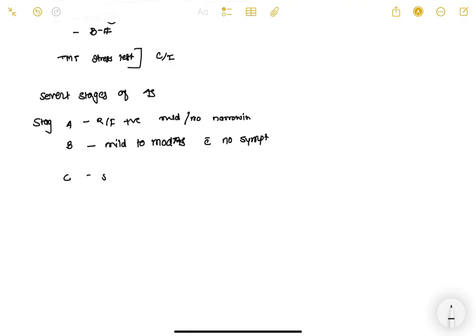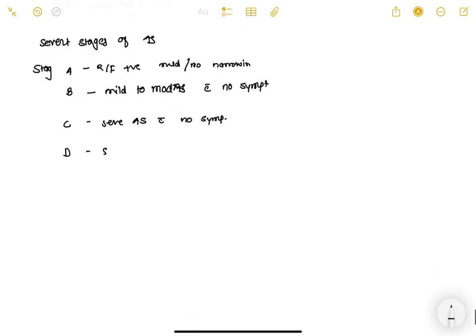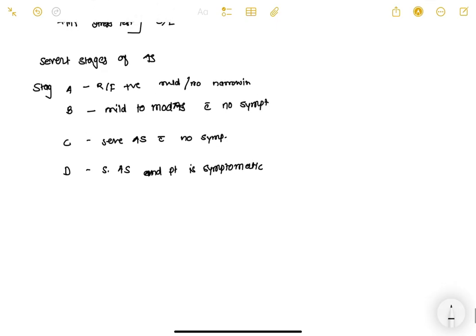In C, severe aortic stenosis with no symptoms. In D, severe aortic stenosis and the patient is symptomatic. So for D, we go for TAVR, that is transcatheter aortic valve replacement.